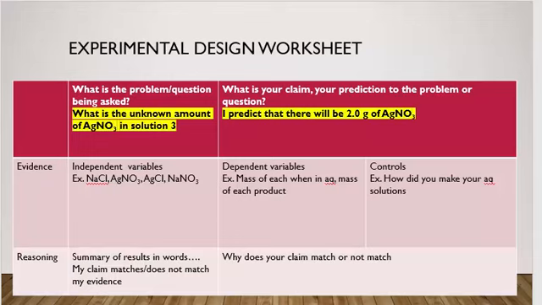After I've done that, I'm ready to actually do my own experiment that I'm designing. I know that based off of the preliminary information I found, I'm going to predict that there's 2 grams of silver nitrate. I'm going to keep in mind my independent variables. Example, my amount of sodium chloride, silver nitrate, silver chloride, and sodium nitrate. And then the results I get from that, the mass in the aqueous and the mass in the product.